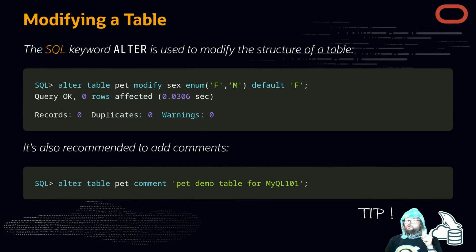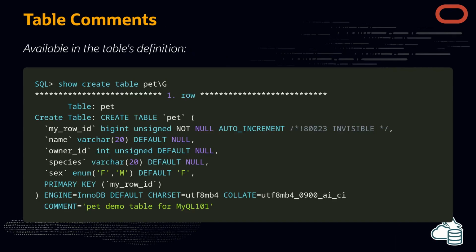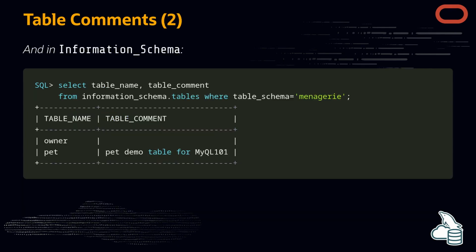It's also recommended when you create tables to add some comments on the table. So you can do alter table and a comment and provide a comment. And this comment is also available in the table's definition, like here. Comment you can see at the end: pet demo table for MySQL 101. Or you can also query information_schema to get all the comments for all the tables. So in this case, you can see that owner has no comment, but pet has one.